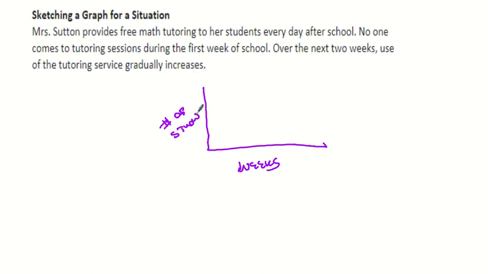So the amount of time passing by will be our X. Number of students is our Y. So we're going to sketch what's happening in this situation. In the beginning, nobody is coming. Then over the next 2 weeks, use of the tutoring service gradually increases. So after a couple weeks, it's going to start to gradually increase. So the graph will look something like that. No one comes, and then we start going up.